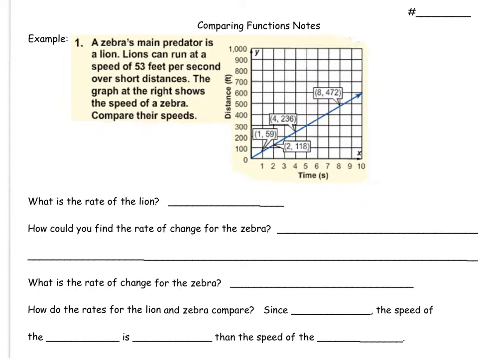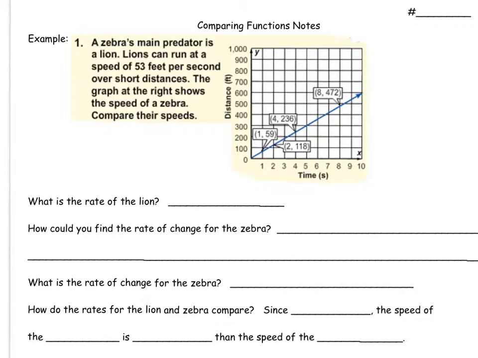Comparing functions just means that you're given two situations that are similar and you compare them, like what is the better deal, or which is running faster. You're basically going to be comparing the y-intercepts, so where they begin, and their rate. So I'll start with this first problem.